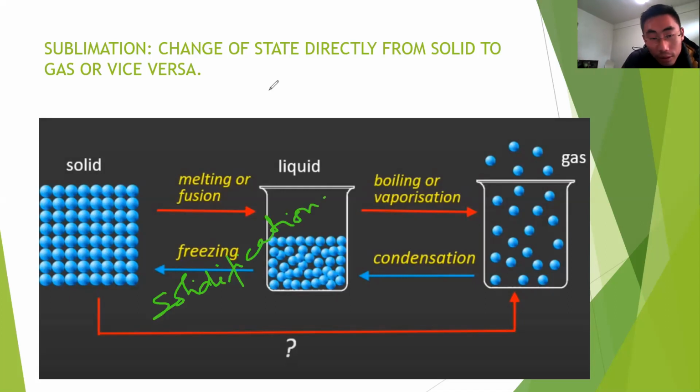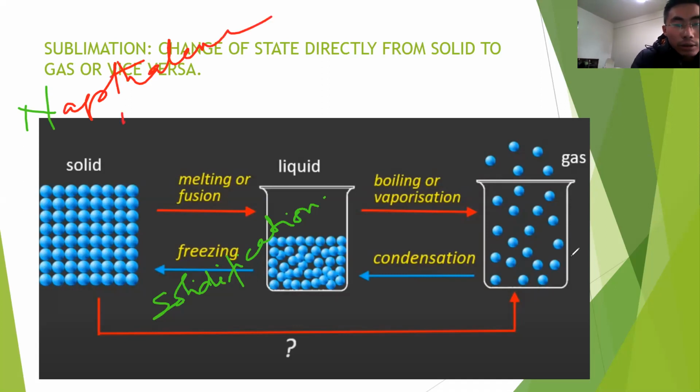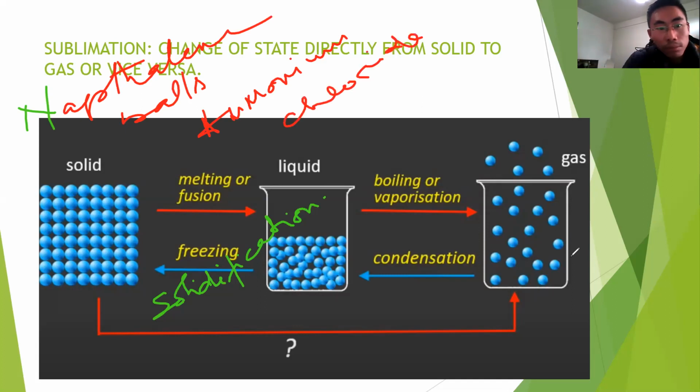Now, there are sometimes where solids can directly change to gas or gas directly change to solid, right? Now, for example, there are naphthalene balls, then you have ammonium chloride, and you have camphor. Okay, so all these things change from solid to gas, right?